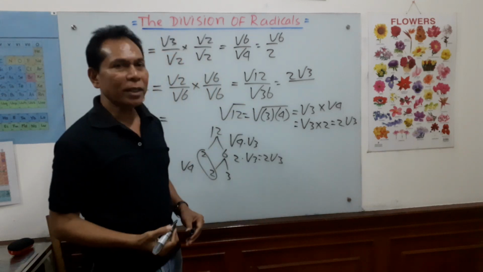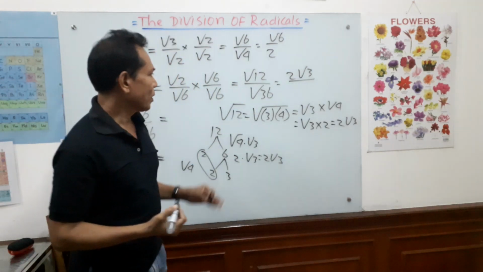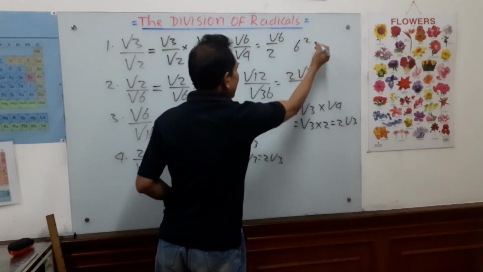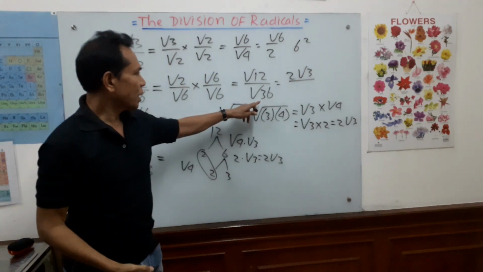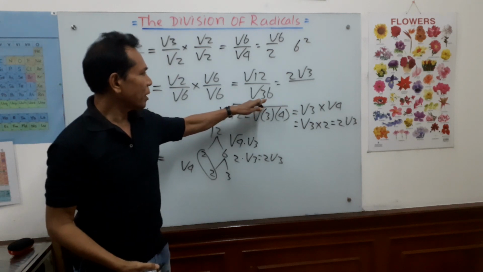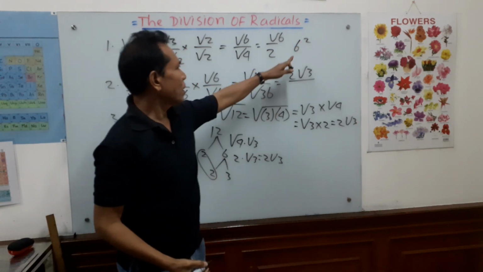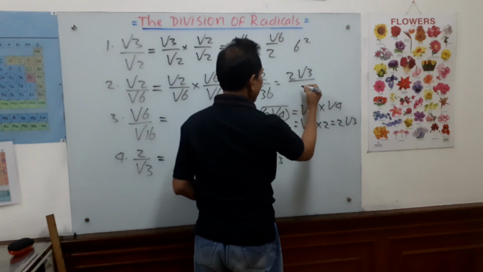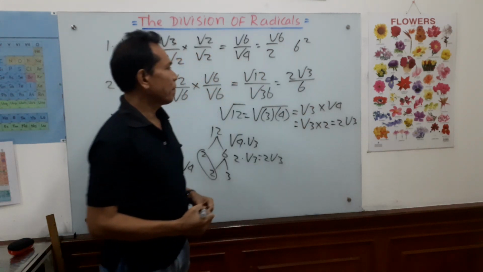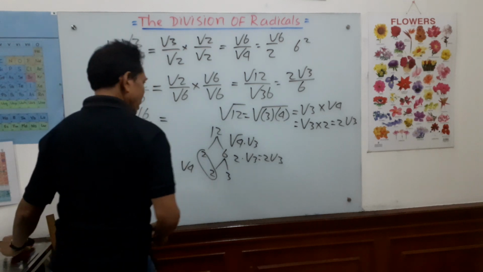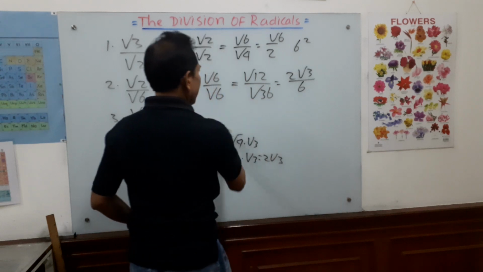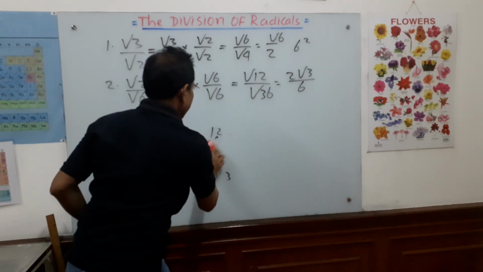Now square root of 36 is a perfect square. Square root 36 comes from 6 squared. 6 squared is 36. So we have 2 square root 3 over 6, okay? Let me erase this so we can simplify that.